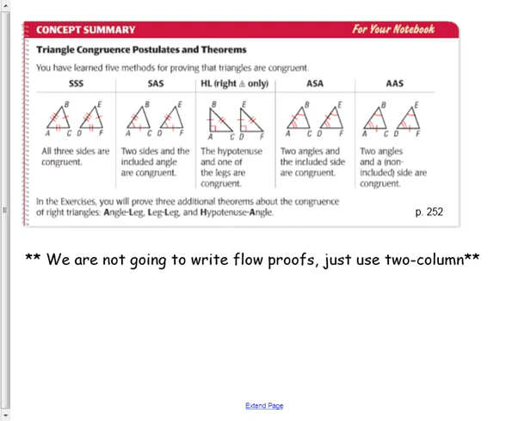Here is a review of all five shortcuts: side, side, side; side, angle, side; hypotenuse leg; angle, side, angle; and angle, angle, side. This is on page 252 in your textbook if you want to copy it. This section also talks about flow proofs. We are just going to use two column proofs, just like before where it talked about paragraph proofs and we did not do those. We are just doing two column proofs.